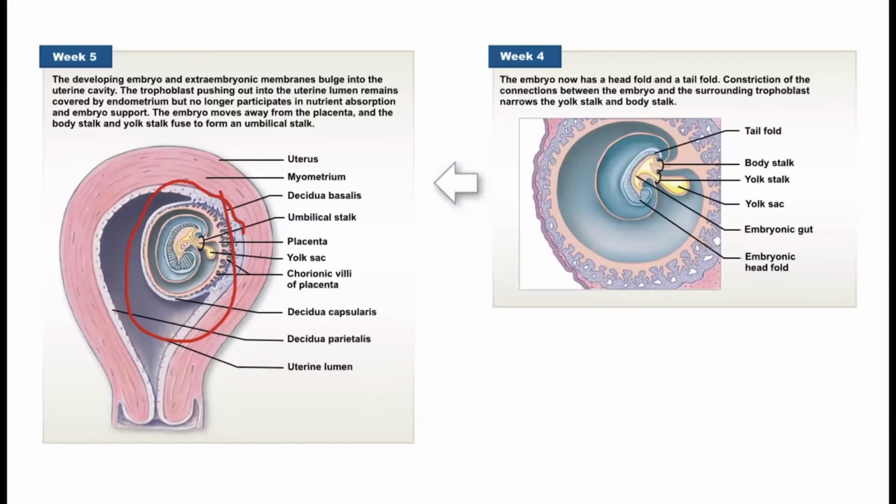You can see the yolk sac really clearly. This is the chorionic villi of the placenta. You see how they're invading. All these little villi are invading into the uterine tissue.